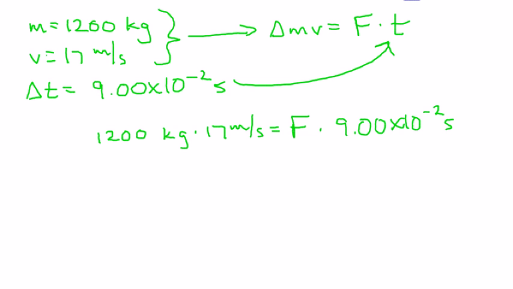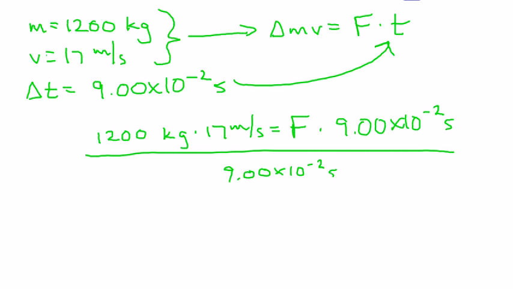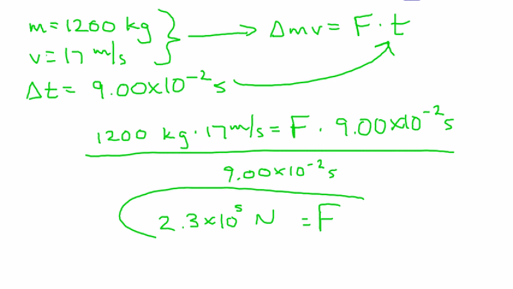As we solve that, all we have to do here is divide by 9.00 times 10 to the negative 2 seconds to get force by itself. And when we run through those calculations, we should get 2.3 times 10 to the 5th newtons for our force. So the average force exerted on the car would be 2.3 times 10 to the 5th newtons. That's number 3. I'll also do number 4 for you here.